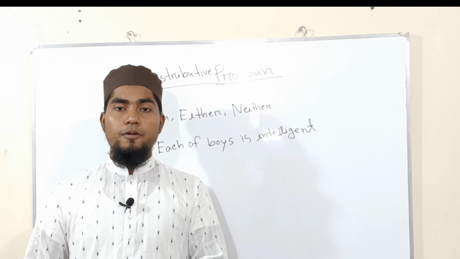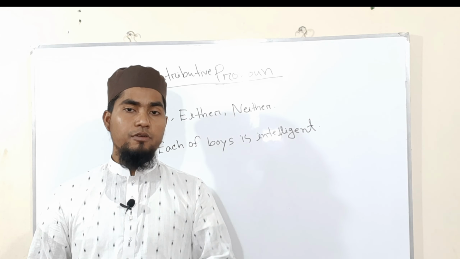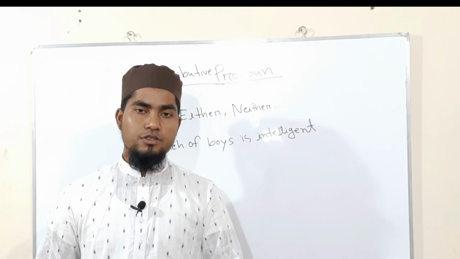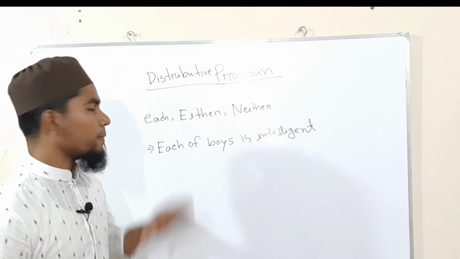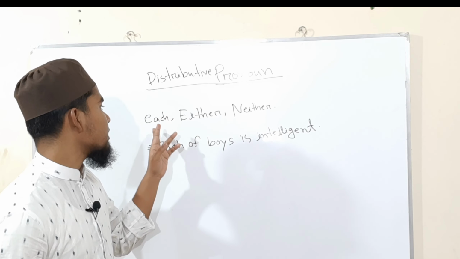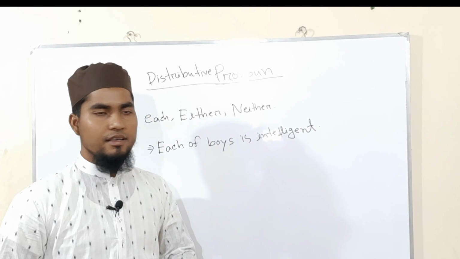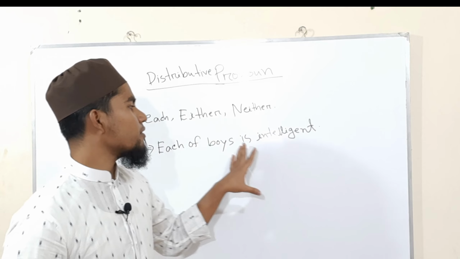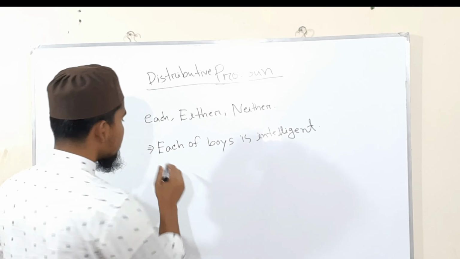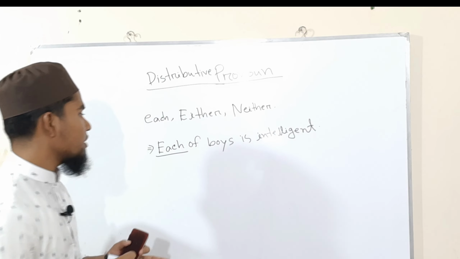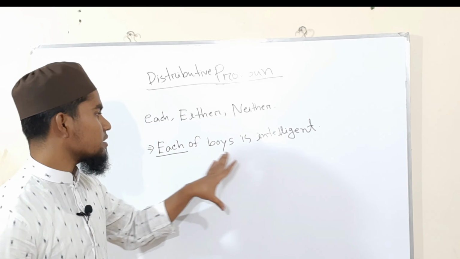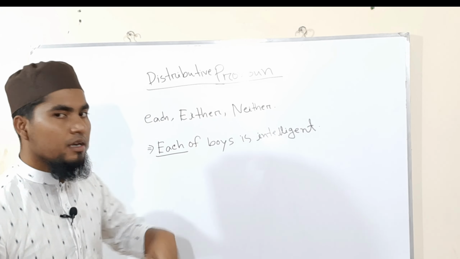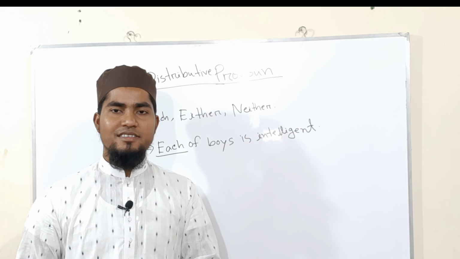Another one is distributive pronoun. Distributive pronoun is a pronoun which indicates a class of people or class of things, but it expresses a specific person or specific things, and the distributive pronouns are each, either, neither. These are called distributive pronouns. The example is: Each of the boys is intelligent. Here, each is a distributive pronoun. That means here every boy is intelligent.